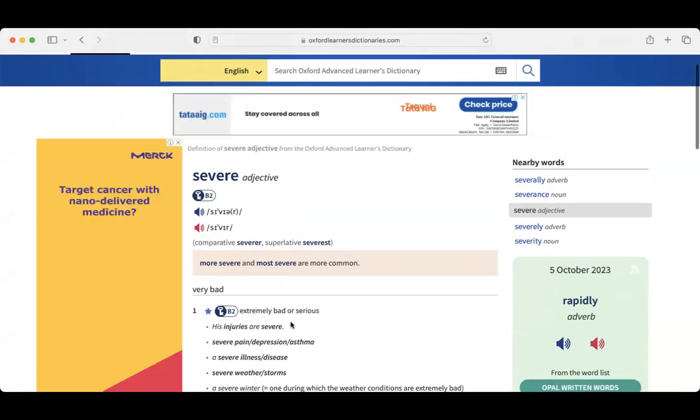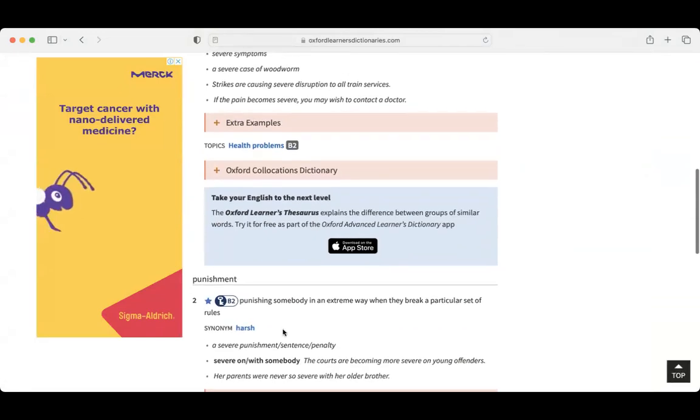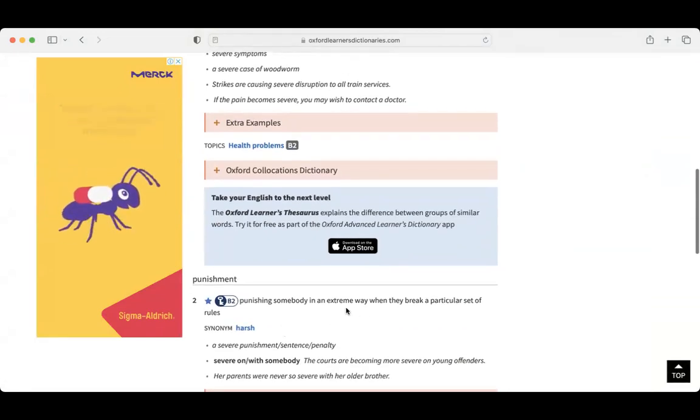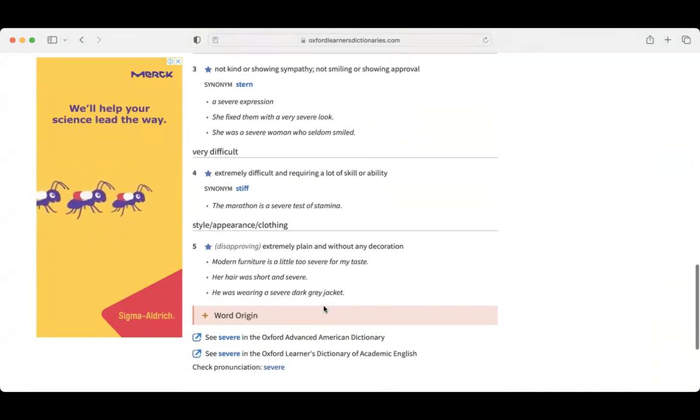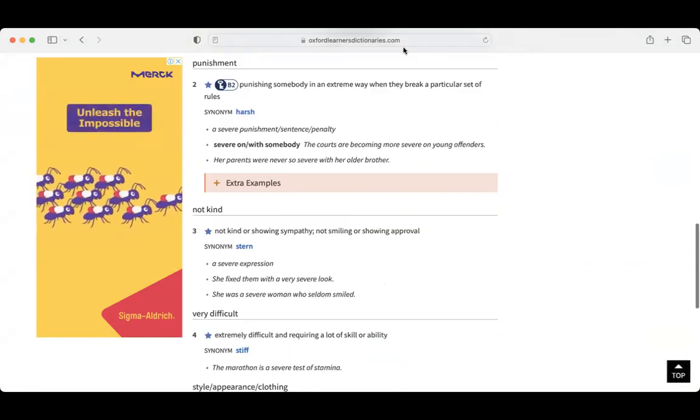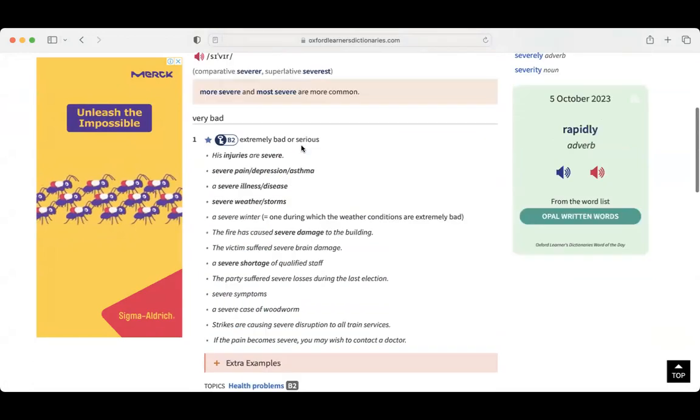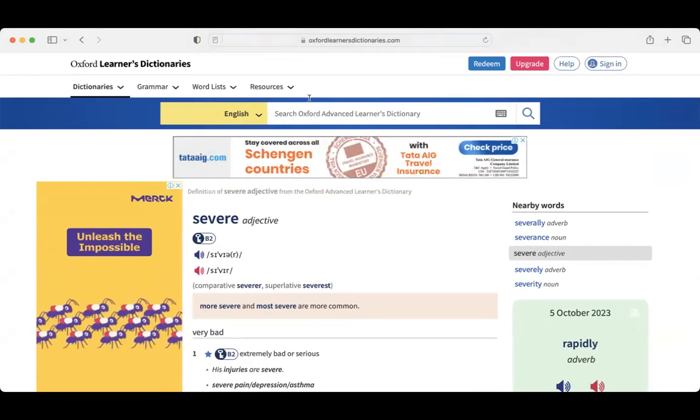Severe: very bad, extremely bad or serious, in an extreme way, like punishing somebody in an extreme way. So I think the meanings are kind of similar. Drastic is also used normally in a negative sense. So drastic reduction, it's not a positive word.